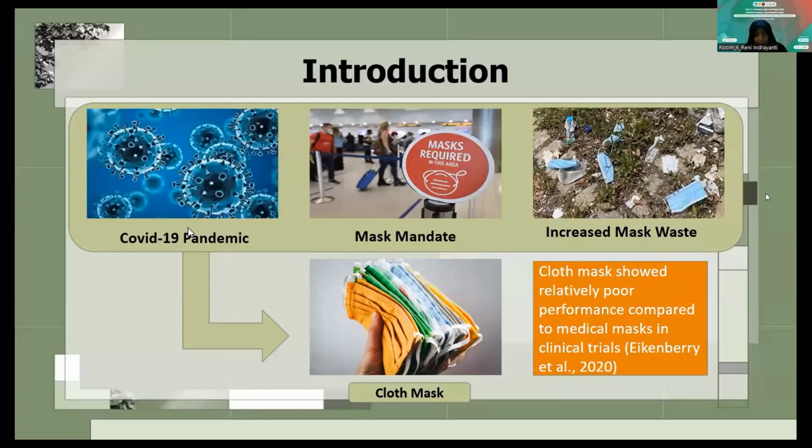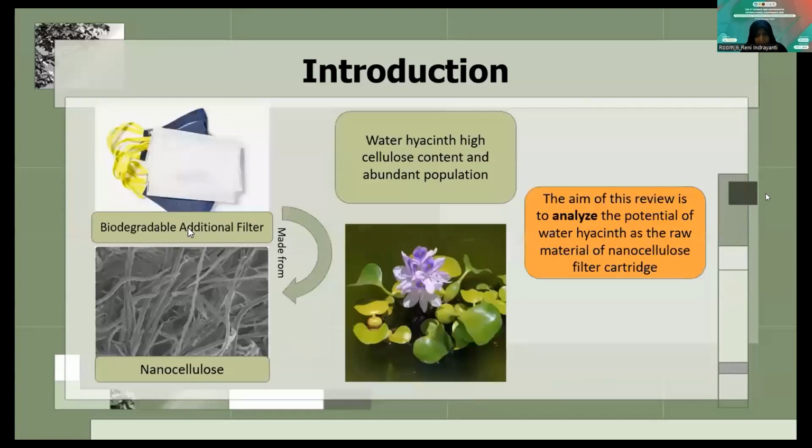But according to a study by Captivity et al. in 2022, cloth masks showed relatively poor performance compared to medical masks in clinical trials. So what is the solution? The filtration efficiency of cloth masks can be elevated by placing additional fabric that works as a filter. Usually people use tissue, but there isn't any research to prove tissue's filtering ability. One of the solutions is nanocellulose filter. This is because nanocellulose pore diameters range from 50 to 100 nanometers, smaller than the COVID-19 virus particle size, which ranges from 120 to 160 nanometers.